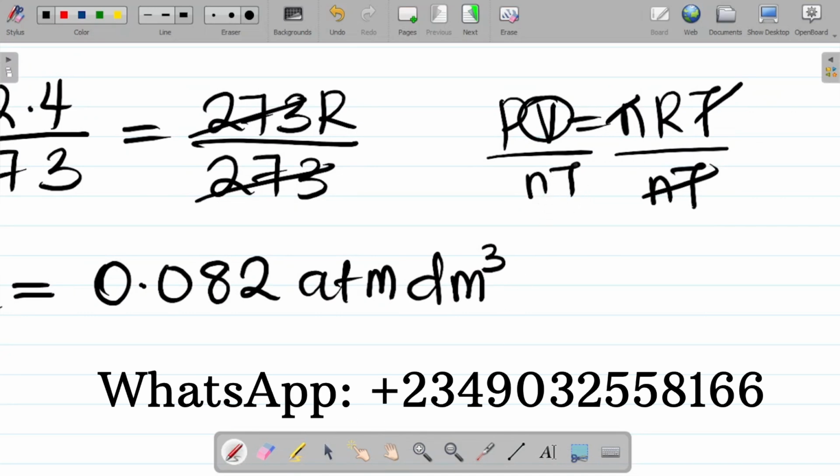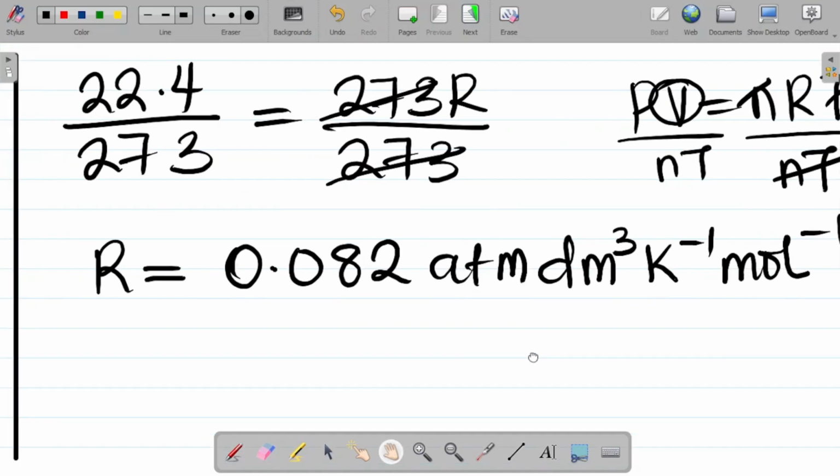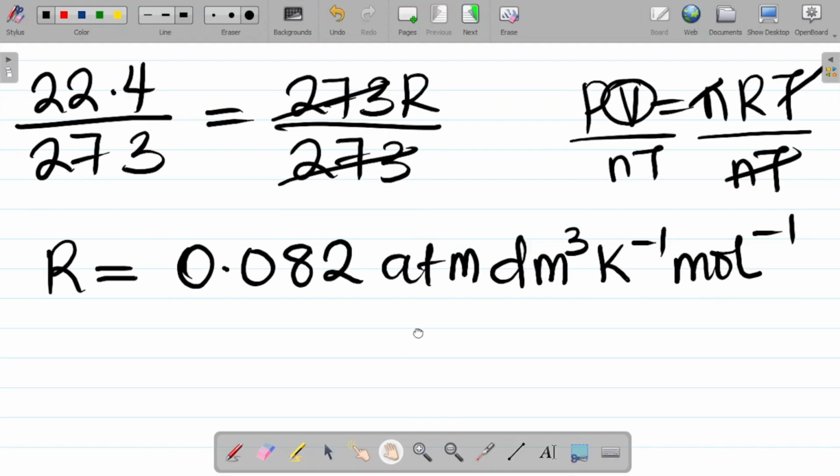Observe that temperature here is a denominator, so it will come with a -1. For temperature, the unit is Kelvin, so it becomes K to the power -1 because it's a denominator. And then finally, you have n, the amount of substance. Mole is still a denominator, so it comes with a -1. So hence, the value of the molar gas constant is 0.082 atmosphere dm cube per Kelvin per mole. So this is how you derive the value of this.